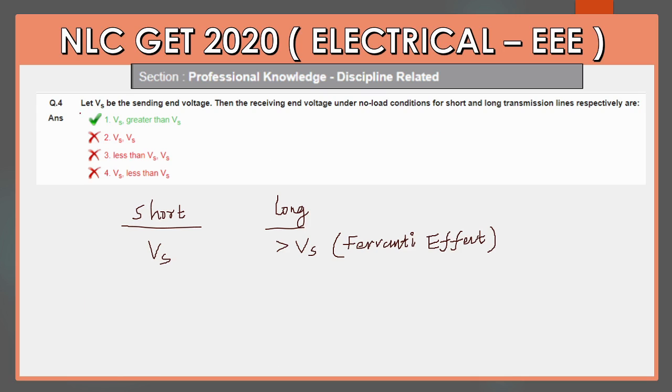Next question is, let Vs be the sending end voltage and the receiving end voltage Vr under no load condition for short and long transmission lines are respectively. So for short transmission line Vr will be Vs, and for long transmission line Vr will be greater than Vs, which is nothing but the Ferranti effect. So the first option is the correct option.